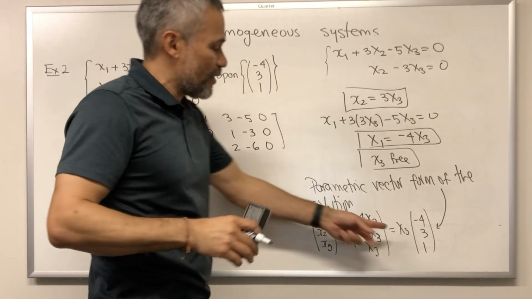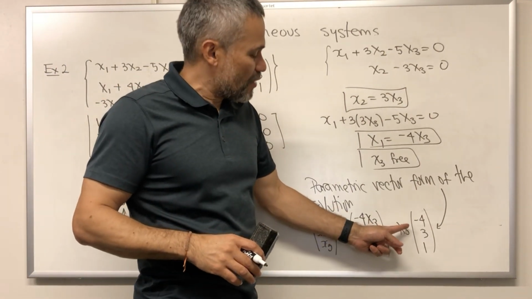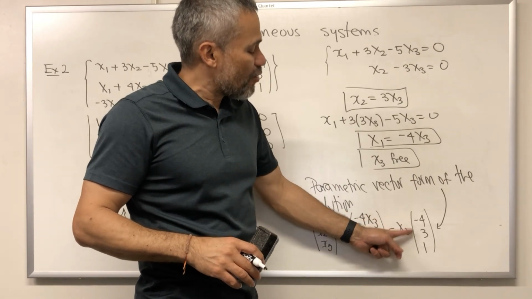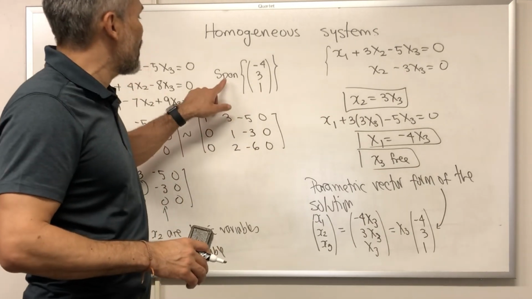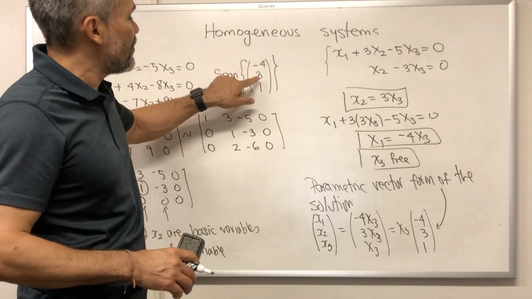Notice that x3 can be any number, and essentially what we have are linear combinations of this vector. A linear combination of this vector is just what we know as the span of this vector.